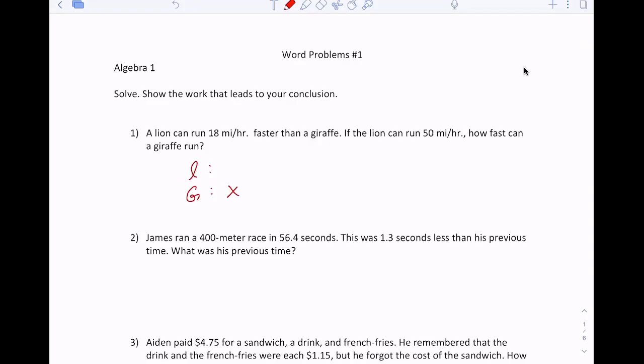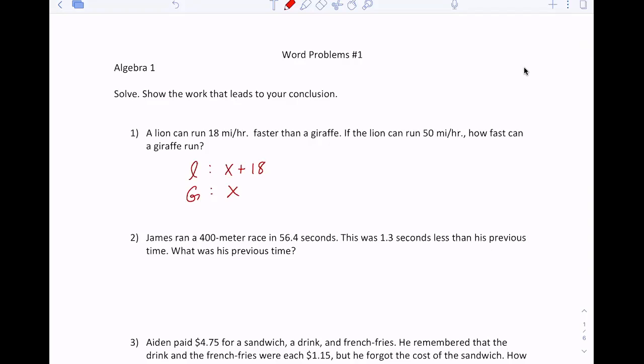Then the lion would be what? The lion would be X plus 18. That's what that would be. That's what I want. I don't care about the answer. I want you to be able to write equations effectively. This is the introduction to that. If you just tell me what the answer is, it's of no value. I don't care what the answer is.